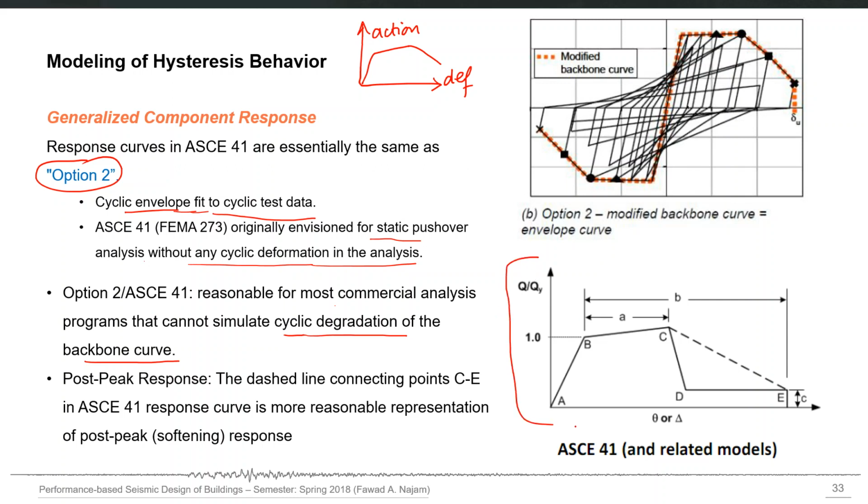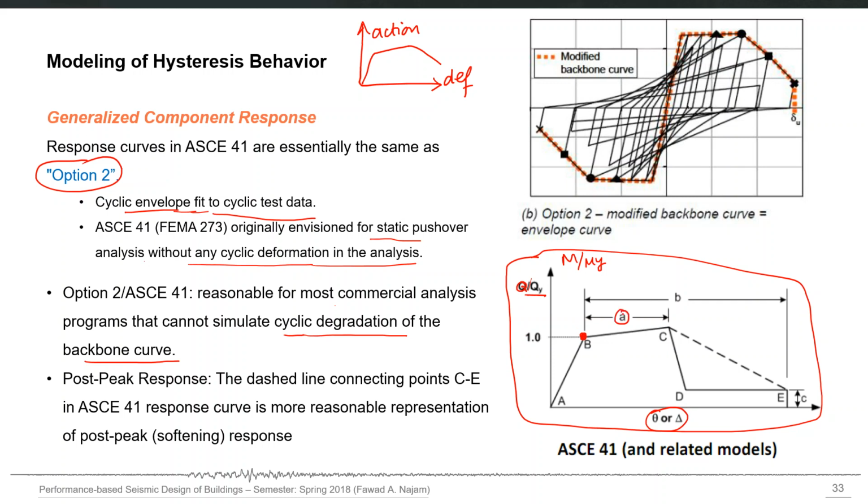this form. So for example, on the y-axis is the action Q normalized by the yield quantity of that action, for example, moment divided by My. And on the x-axis you have the deformation parameter, rotation or any deformation. And it provides you this curve defined by A, B, C, D and E. And obviously the B point corresponds to the yield point, so this ratio will be 1.